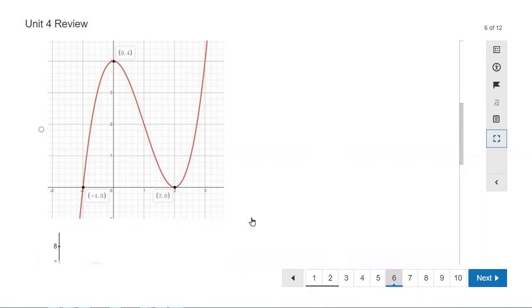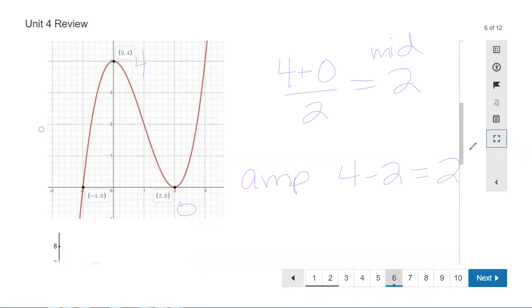So on this graph here, we've got a maximum at 4, a minimum at y equals 0, and we do 4 plus 0 divided by 2, which gives us 2. That's our midline. And our amplitude here would be 4 minus 2, which is 2. So this one would not be the correct answer. And you can do that for each graph until you find the correct graph.